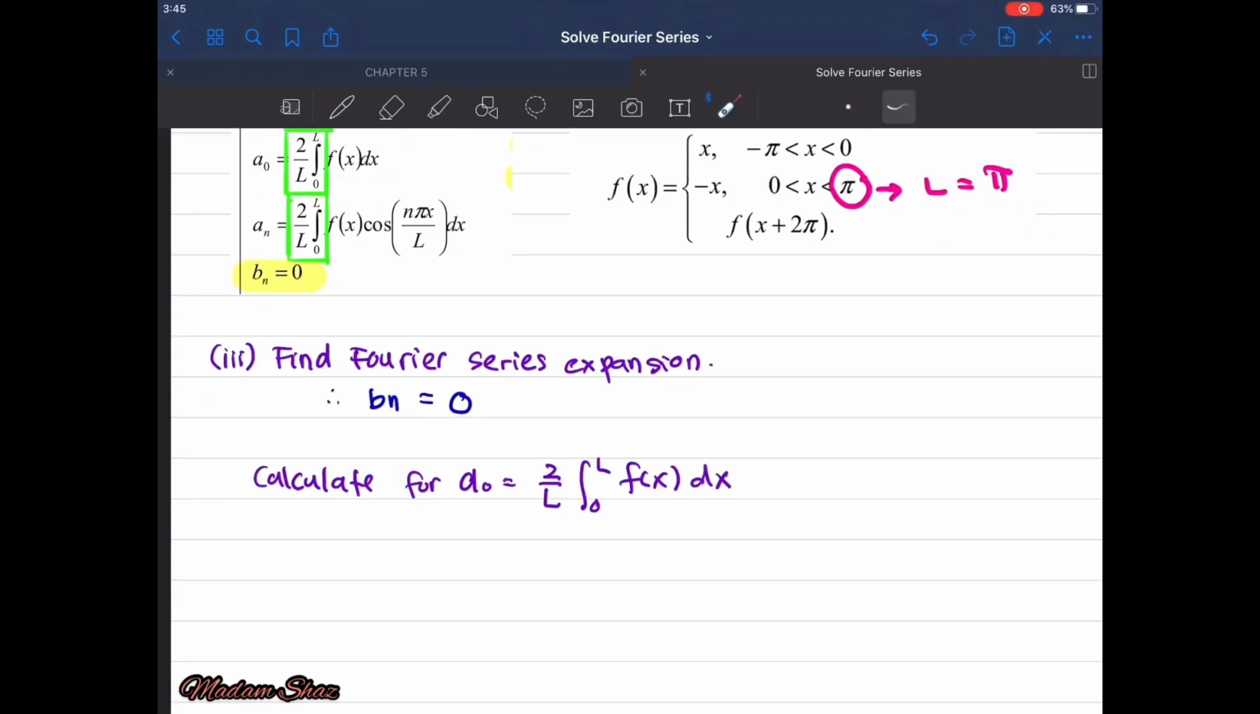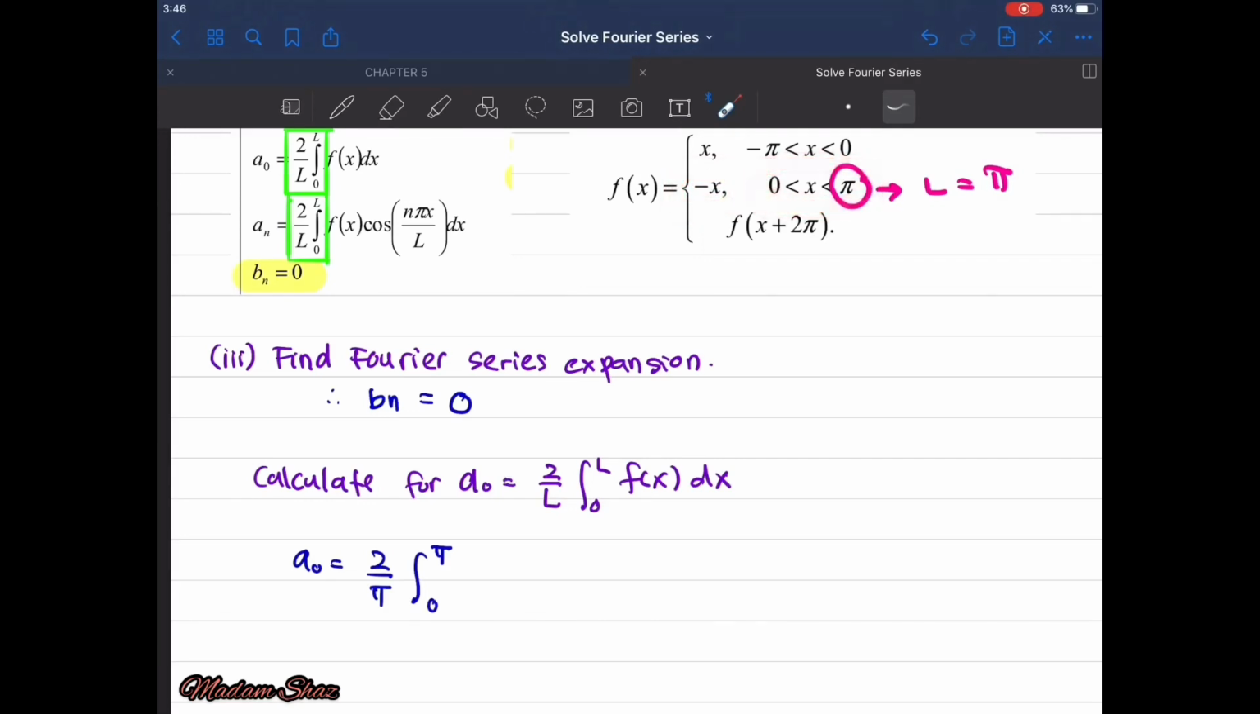So now we substitute the value of L and our f(x) into the formula here. L is equal to pi, so a0 = 2 over pi, integrate from 0 until pi. We want to integrate from 0 until pi, so you have to refer to the limits. For the first function, f(x) equal to x, our limit is from negative pi until 0. For the second function, f(x) equal to negative x, our limit is from 0 until pi.